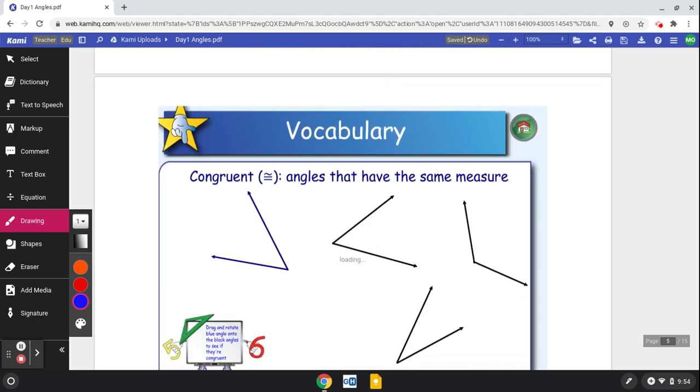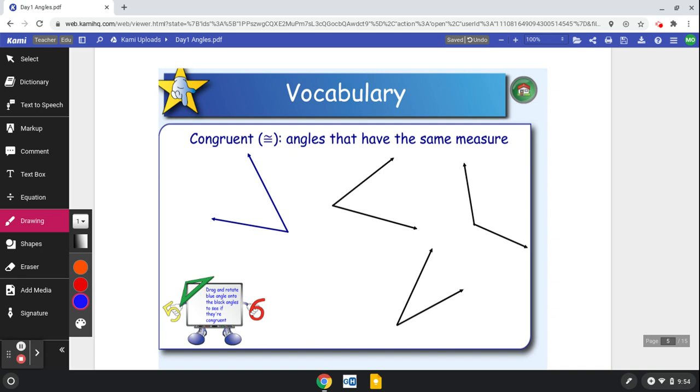All right. Congruent. This is a vocabulary word that means angles have the same measurement. Now I can't pick up and drag this angle, but I can eyeball it pretty easily. It's less than 90 degrees, so it means it can't go with that one. But how narrow is it? So this angle is congruent with this angle. And another way they'll mark congruent is if they put one line there. That means those two angles are the same measurement.